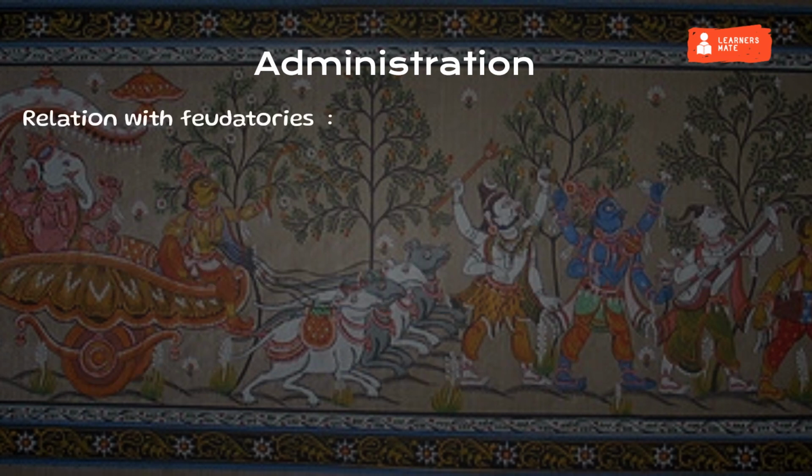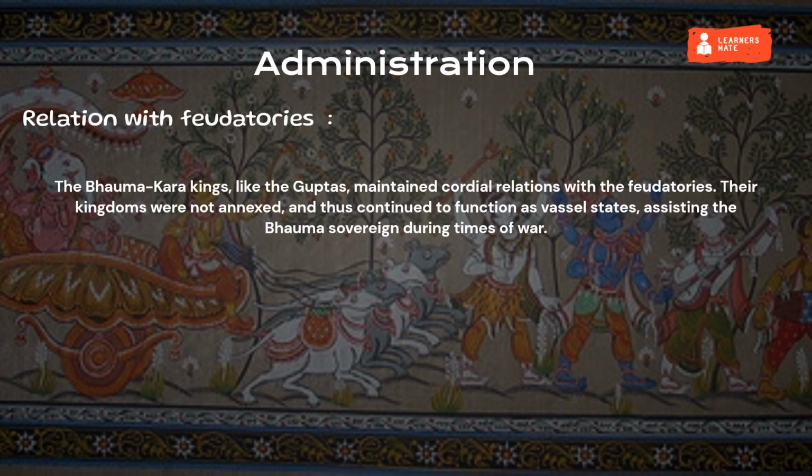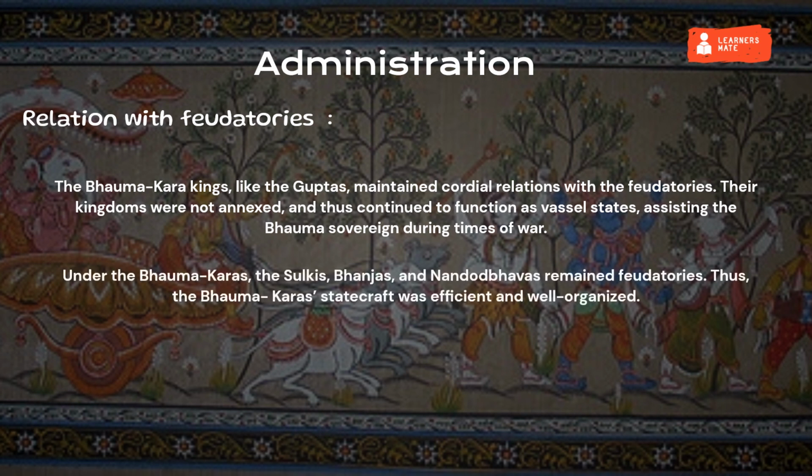Relation with feudatories. The Bhaumakara kings, like the Guptas, maintained cordial relations with the feudatories. Their kingdoms were not annexed, and thus continued to function as vassal states, assisting the Bhauma sovereign during times of war. Under the Bhaumakaras, the Sulkis, Bhanjas, and Nandodbhavas remained feudatories. Thus, the Bhaumakaras' statecraft was efficient and well-organized.